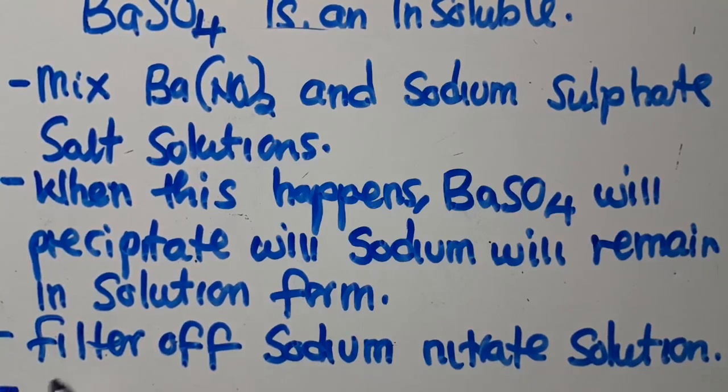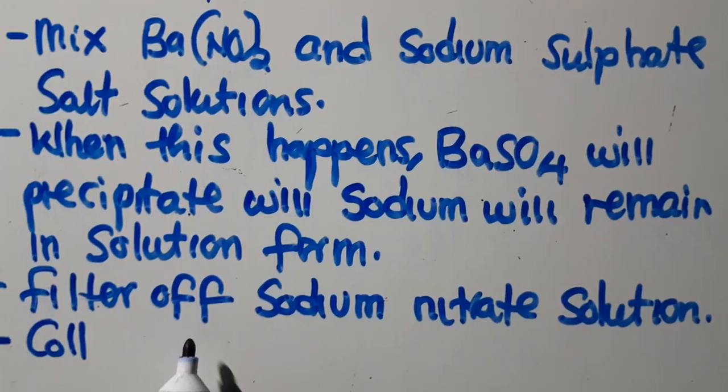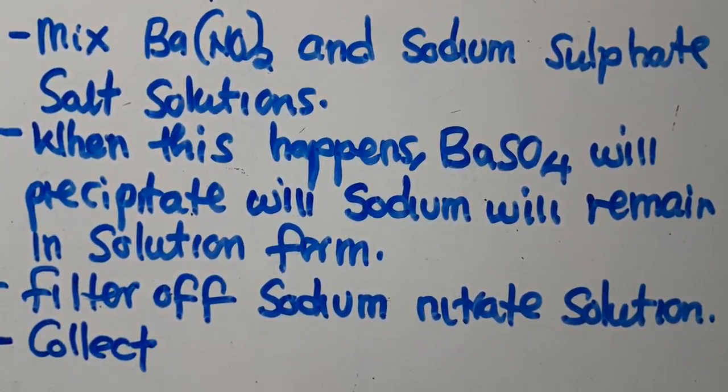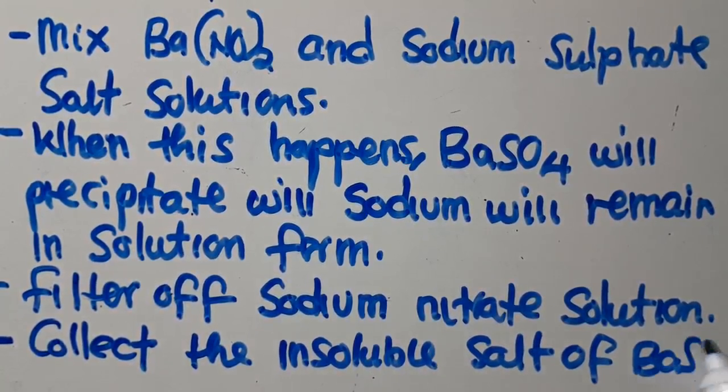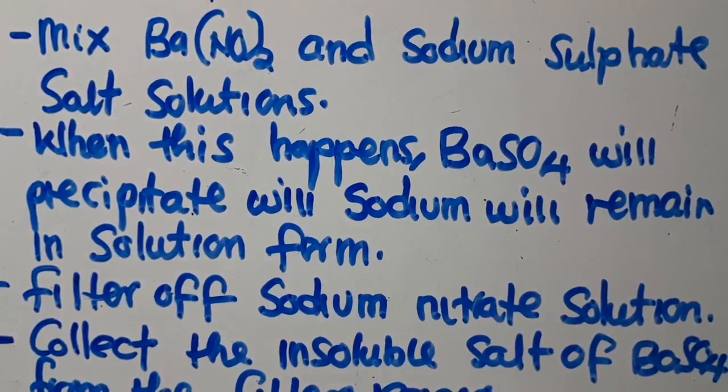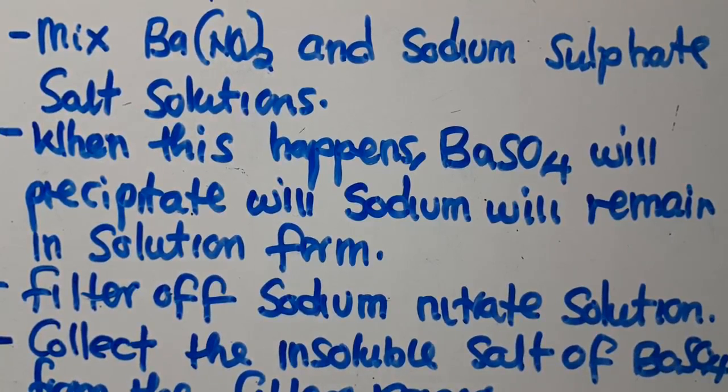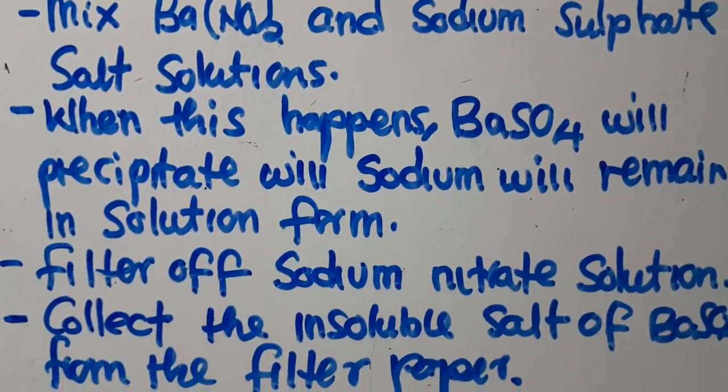The last step is where you collect the insoluble salt of barium sulfate from the filter paper. After you collect them, the last step is where you wash them in water and dry them up. This is what you are supposed to do. So this is the procedure that should be taken whenever you want to prepare an insoluble salt.